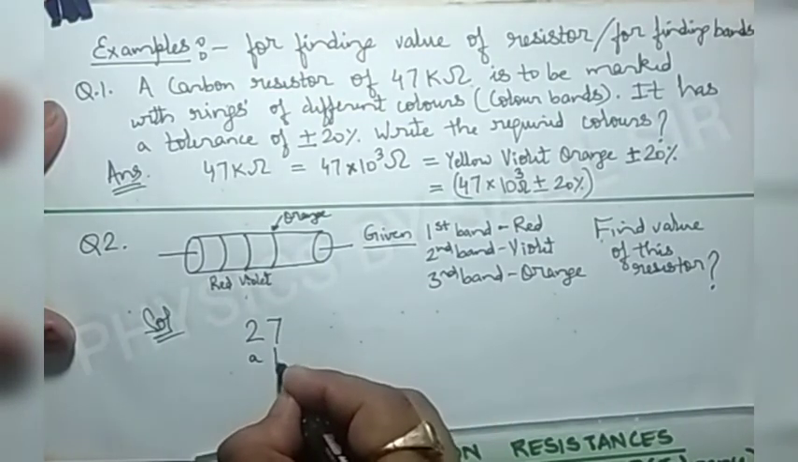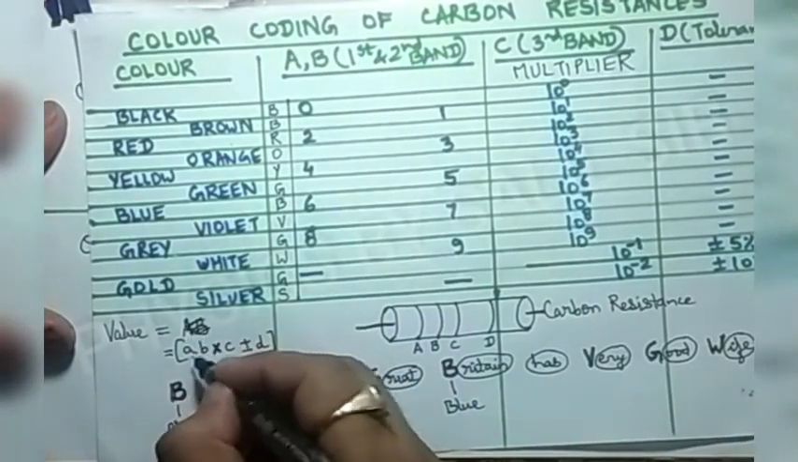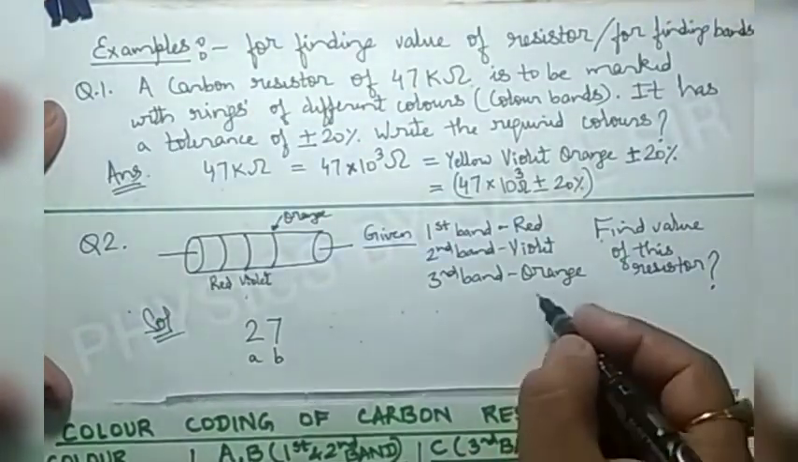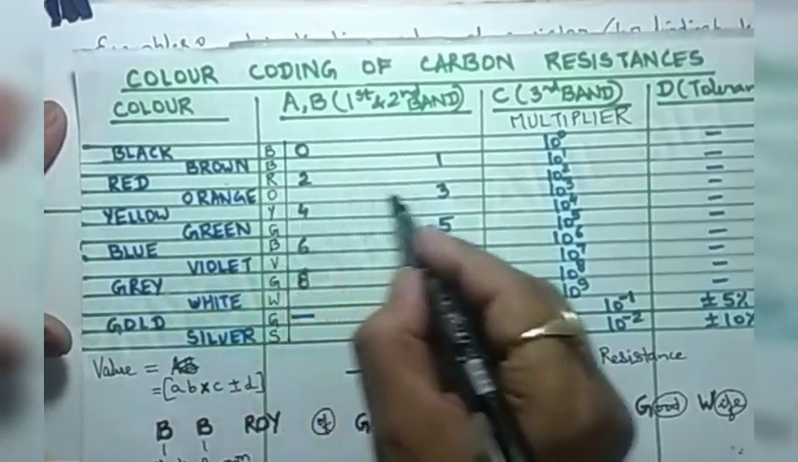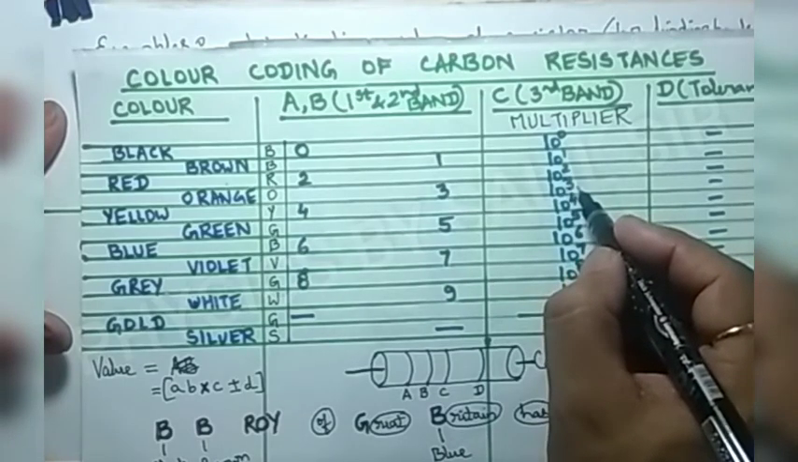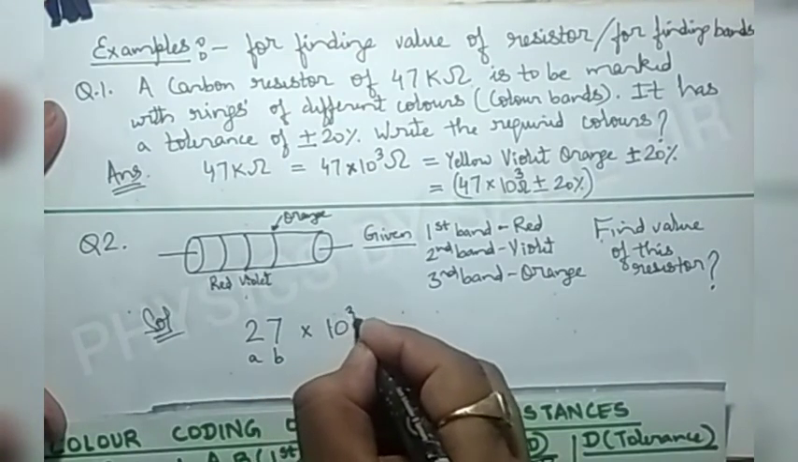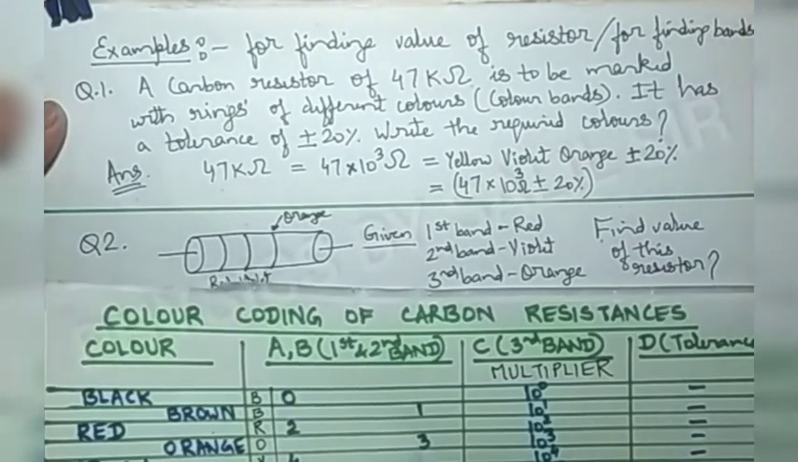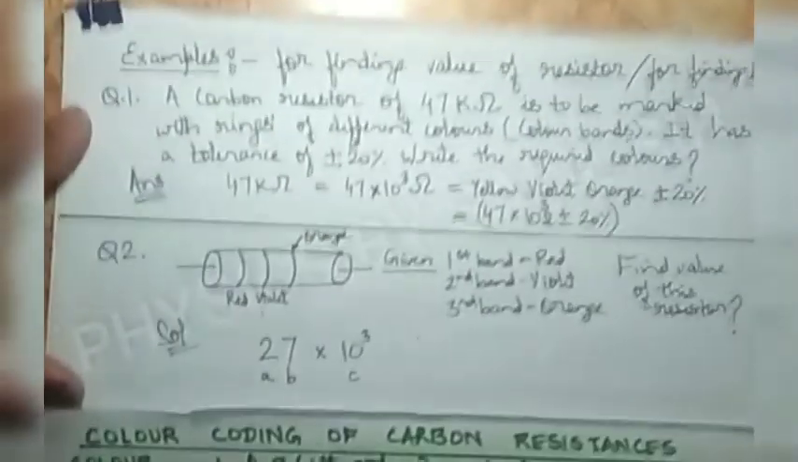This is small a, this is small b, as I have given the formula based on this. Small a, small b, into, because C is the multiplier, the third color will be the multiplier, and here the multiplier is orange. See the orange, and for orange we will see the multiplier. It will be 10 to power 3. So into 10 to power 3. 10 to power 3 indicates orange. So this is C. And there is an absence of the fourth color or fourth band in this.